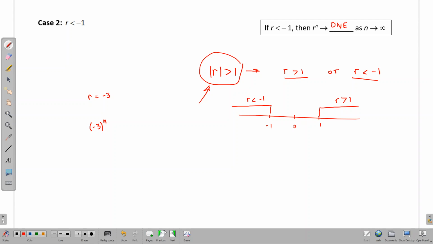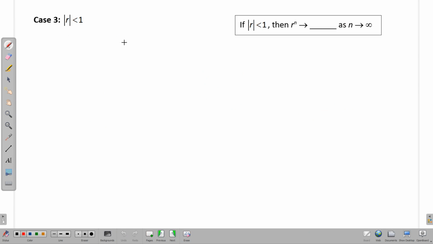Okay, so third case. Third case, we are going to characterize it with that absolute value again. So this is saying the distance R is from 0 is less than 1. So if I make a number line again, same thing. If the distance is less than 1, then R would have to be somewhere in here. It's some kind of number between -1 and +1. So those would be like your typical decimals, your decimals without any unit value, your fractions that are less than 1. So those kind of numbers.